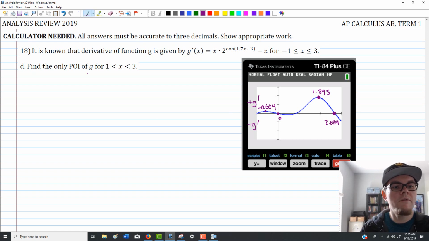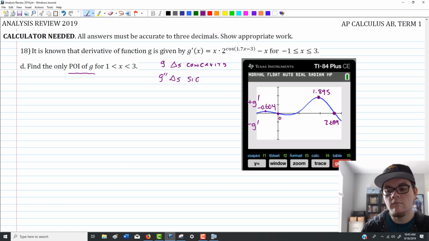We're looking for a point of inflection of G, which we know there's lots of ways. We could say that that means G changes concavity. We could say that G double prime changes signs. Or we could say G prime changes between increasing and decreasing.